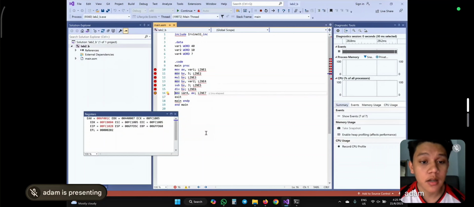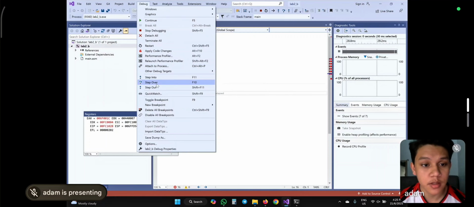So 200 divided by 7 is 28, which is the quotient. That's why you get 001C hexadecimal in register EAX, and you get 0004 hexadecimal in register DX because that is the remainder. And so that is what happened in line 6. And now we are going to step over.